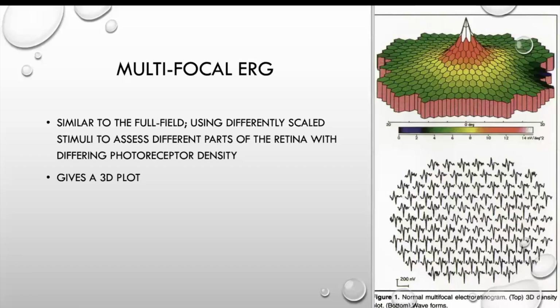And then you can have different types of ERGs. With a multifocal ERG, it's very similar to the full field, but you have different scaled stimuli. You'll give stimuli at a different intensity of light, and that will cause a different response depending on how densely populated the retina, or that part of the retina, is with photoreceptors. You can imagine at the fovea, where you have a very dense photoreceptor population, you can respond to slightly less intense stimuli compared to in the peripheral retina. And that gives you a 3D plot. This is a bit better at noting focal pathology.